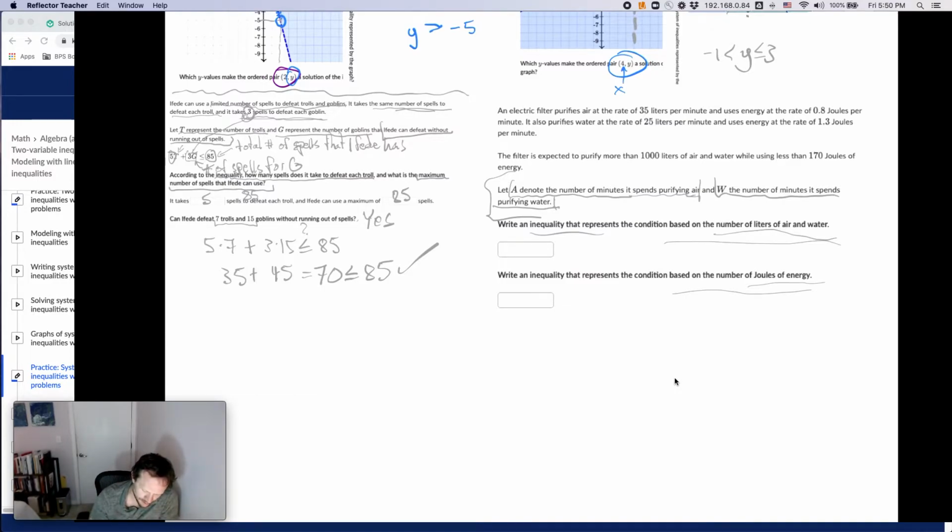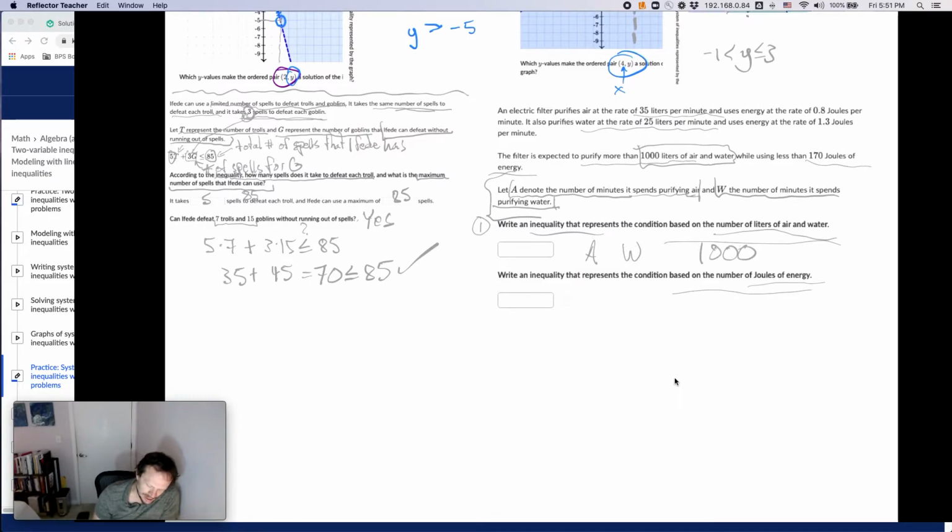Electric filter purifies air at the rate of 35 liters per minute, purifies water at the rate of 25 liters per minute, expected to purify more than 1,000 liters of air and water while using less than 170 joules of energy. So there, 1,000 liters of air and water is the total number of liters, so that's going to be on the other side. So on this first one, on number 1, we're going to have something with A's and W's in it on one side, and on the other side we're going to have 1,000.